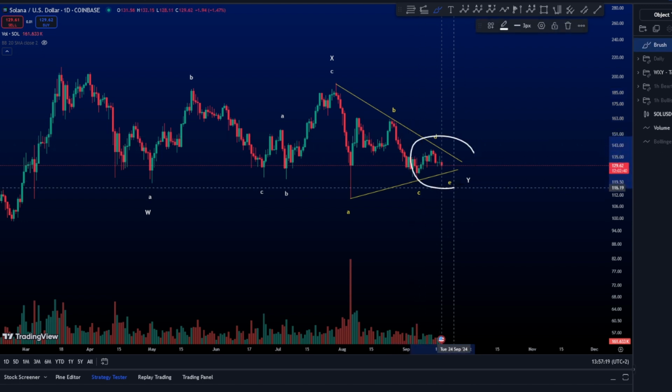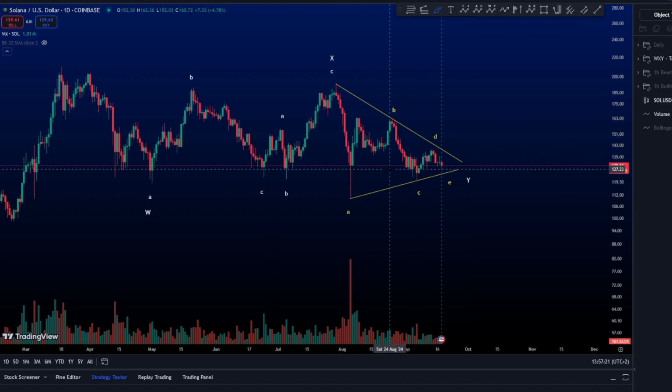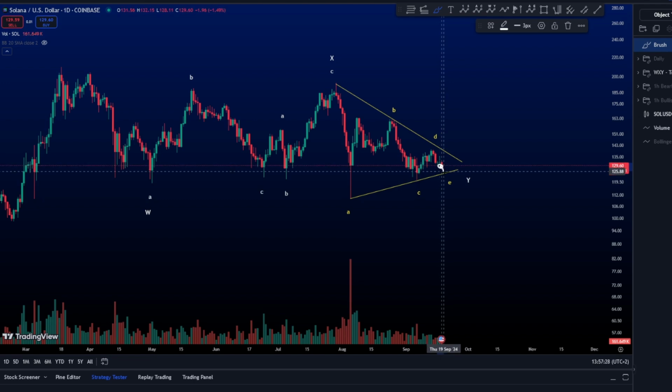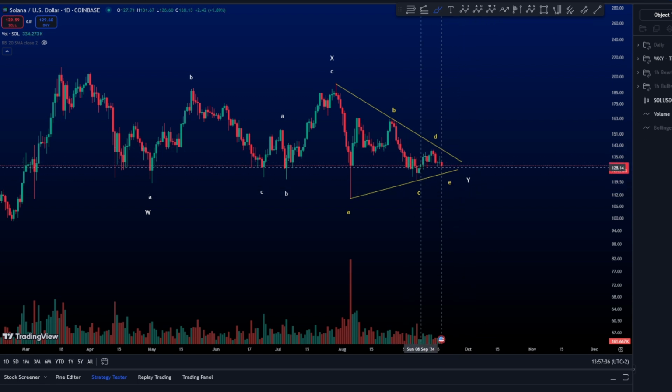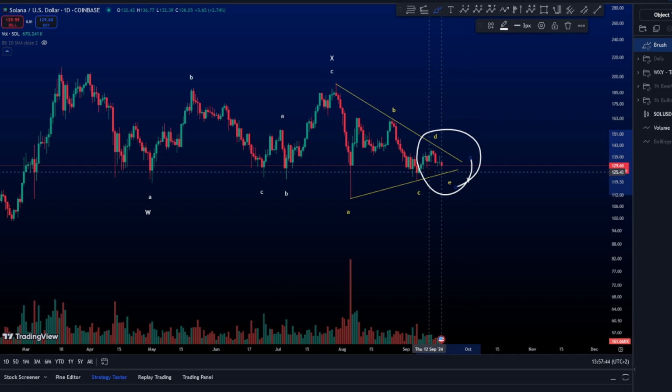So be careful with triangles. They are not really trustable. Sometimes the wave E can even end before touching the trend line and move massively and explosively. Therefore, be careful at this point with Solana. It's following Bitcoin, of course, with the patterns, but the price of Solana is slightly different.